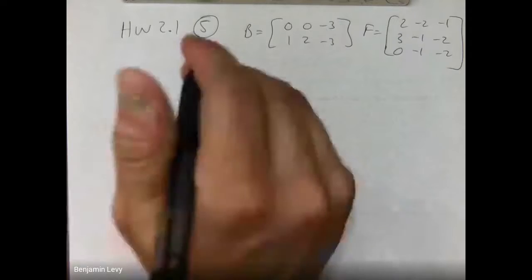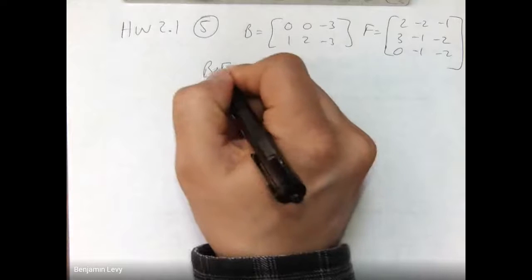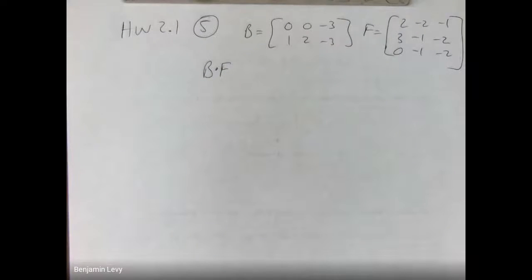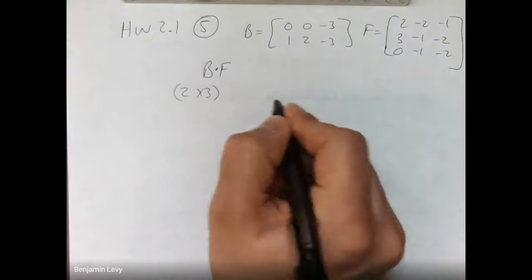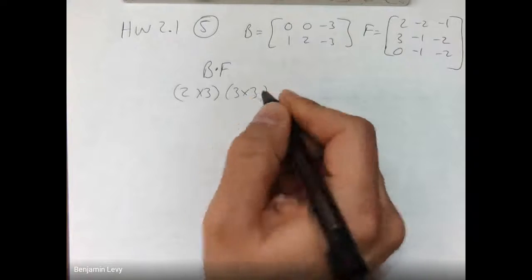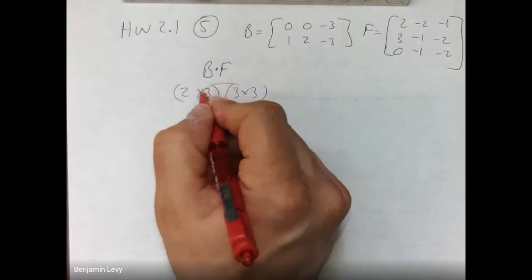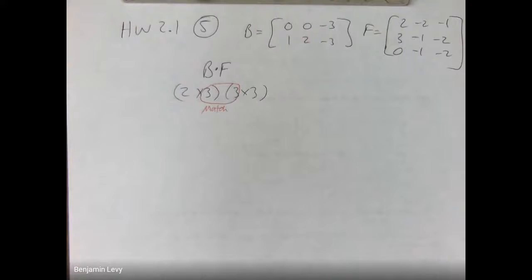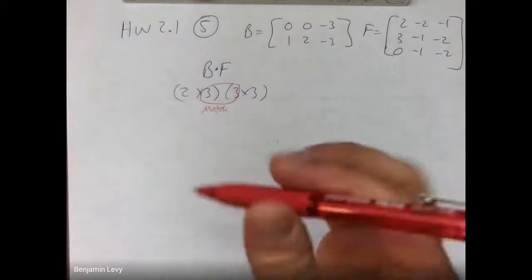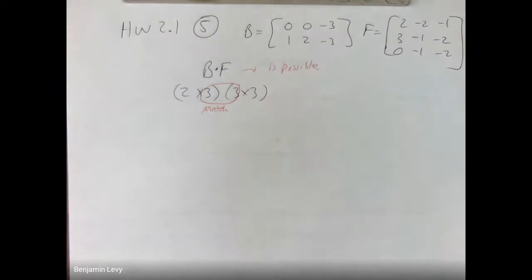Anyway, the question is, what is BF? So can it be performed? And what is the product if it can be performed? If you multiply BF, B is a 2 by 3 and F is a 3 by 3. In order to do that multiplication, we need the inside numbers to line up. These match, so you can do the product. The first thing is BF is possible, so the answer to the first part, can it be performed, is yes.